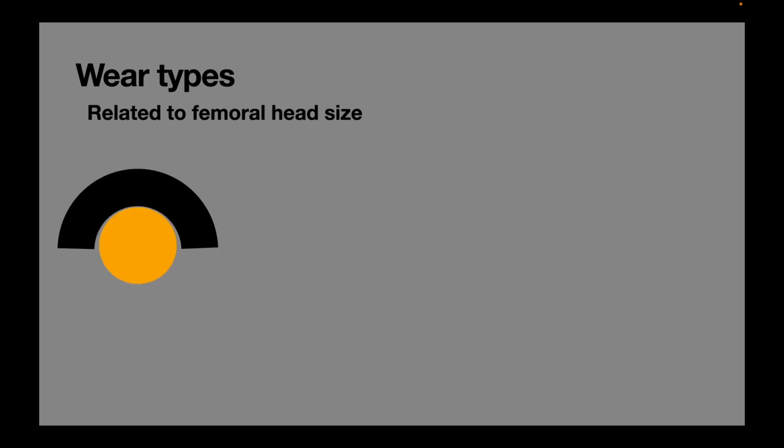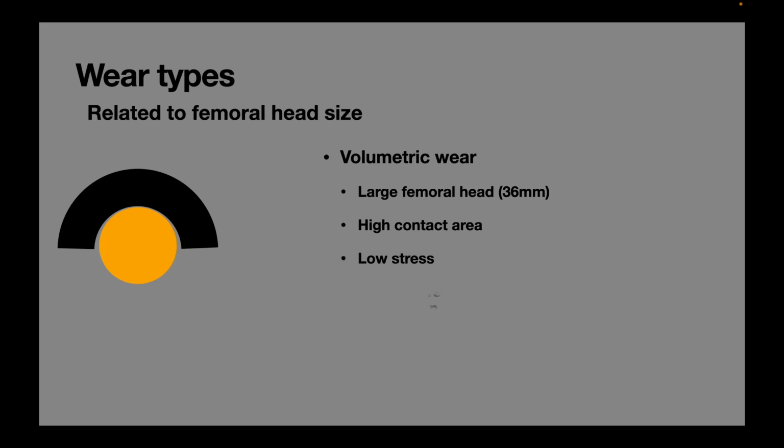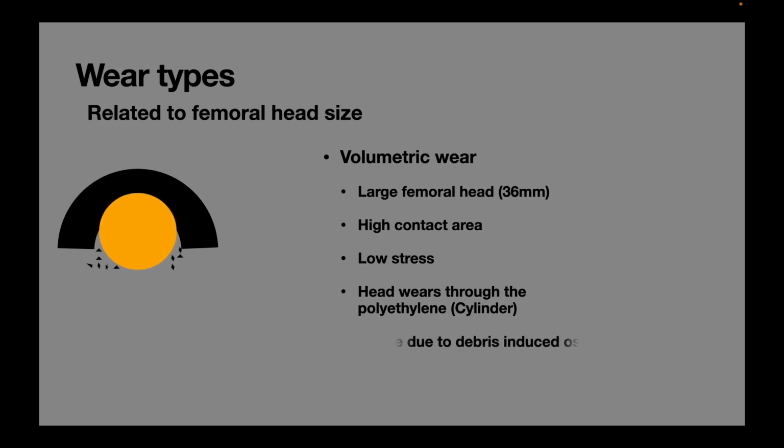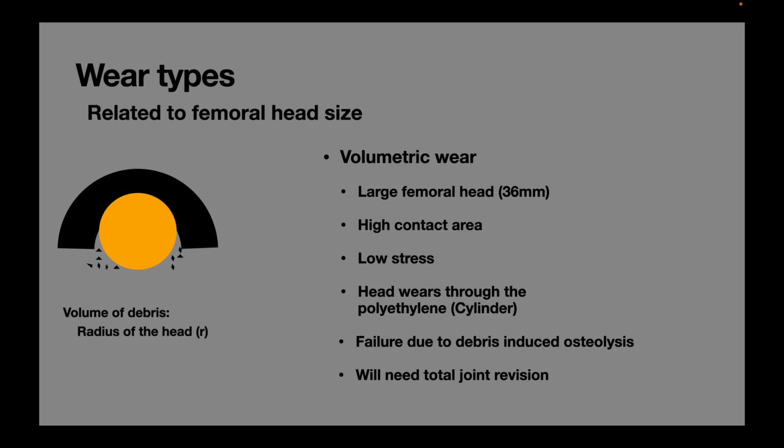The volumetric wear occurs when a large femoral head is used. Here, the contact area is much larger and the stress is low. As the head flows through it, it creates a cylindrical defect in the polyethylene. Hip failure here is mostly due to polyethylene debris-induced osteolysis, and a total joint revision is usually necessary. The volume of debris generated is much more than in the linear wear.